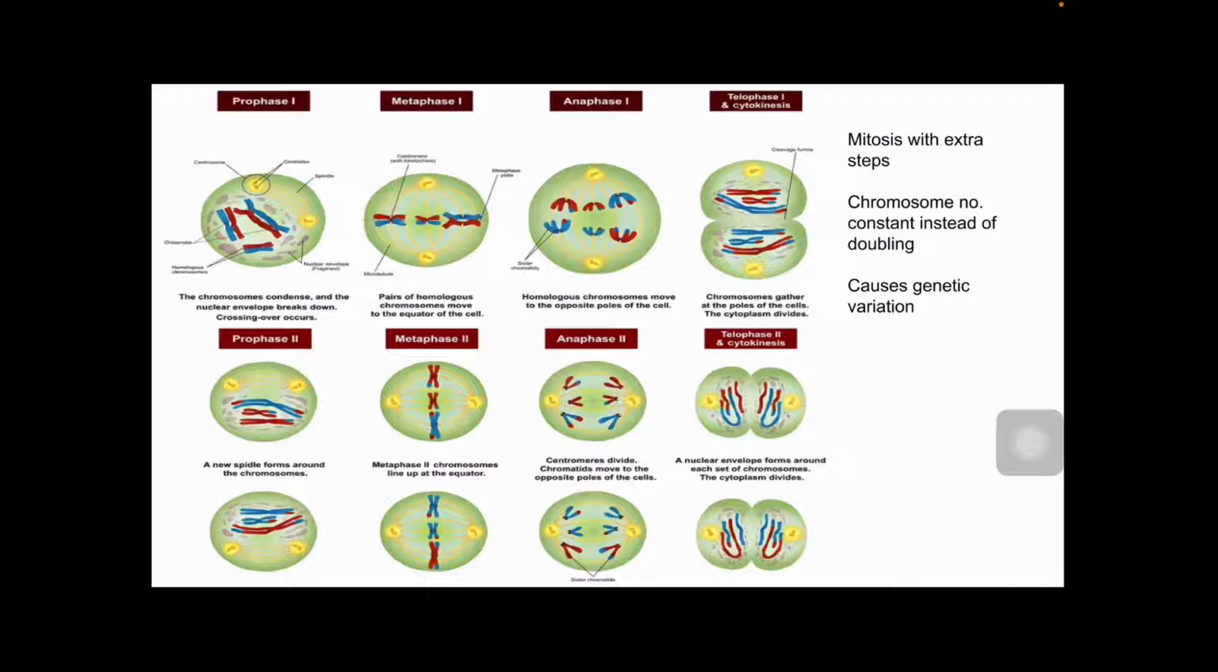Okay, starting off with meiosis. It is described as a reduction division because the chromosomes are halved from diploid, 2N, to haploid cells, which have 1N. The chromosome number is therefore kept constant instead of doubling every generation like mitosis. And this causes genetic variation for gametes, which leads to natural selection, which I'll talk about later on in this presentation.